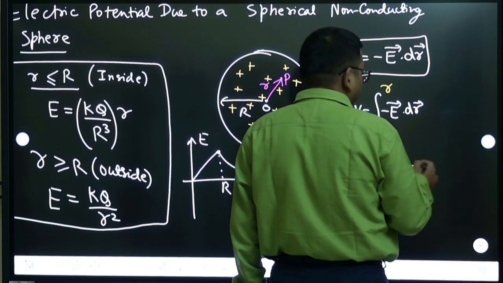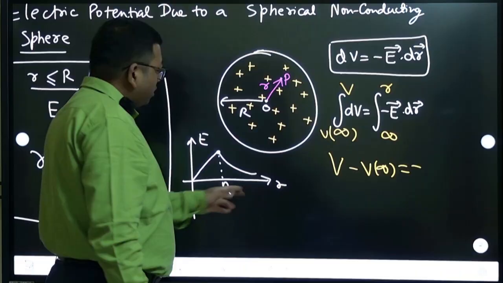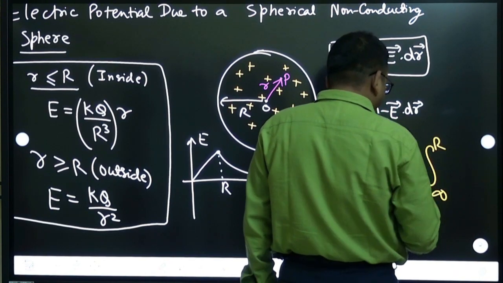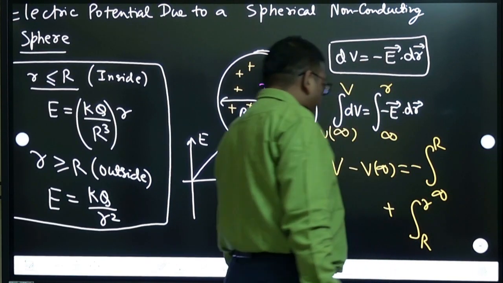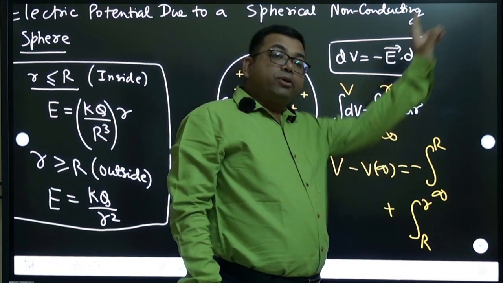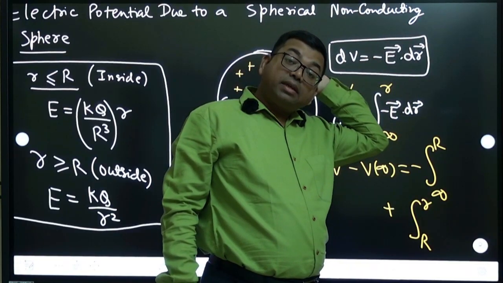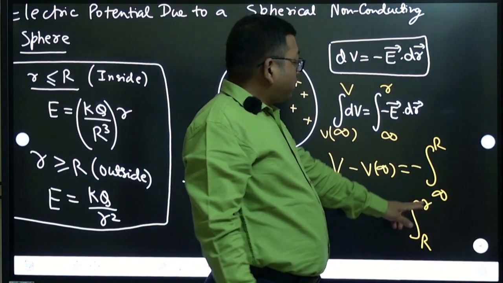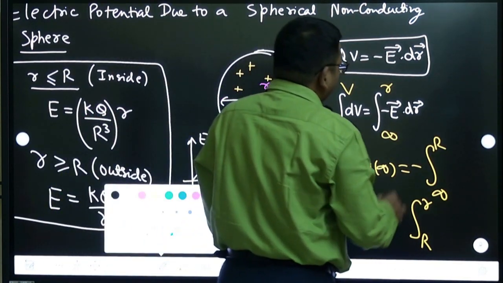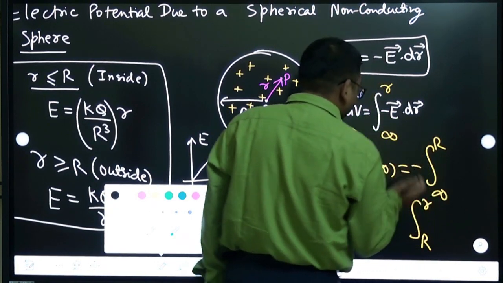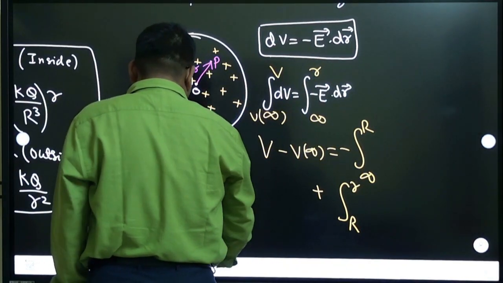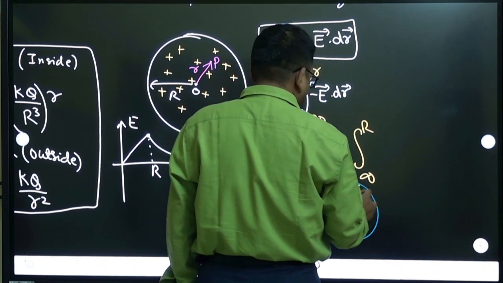This minus I will take out of the integration. Note that going from infinity to r, the graphs are different, so you have to break this as infinity to capital R plus capital R to small r. First you come to the surface, and then from the surface you go to the inside point. Directly you cannot go, because you are bringing a charge from infinity to a point inside this sphere, so you have to cross the sphere. You have to break this integration. Otherwise, you can keep a bracket here.